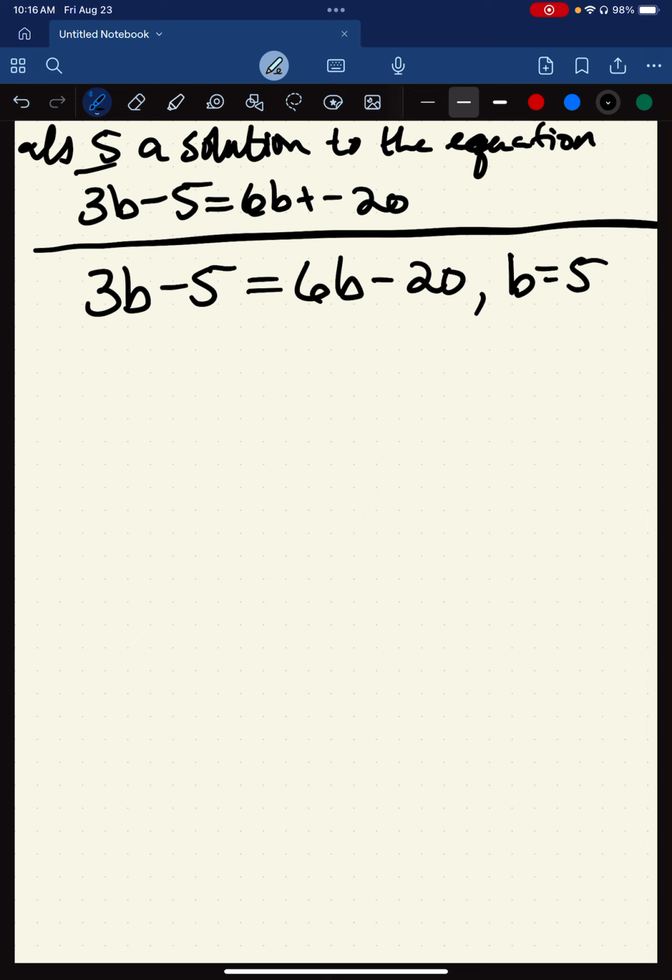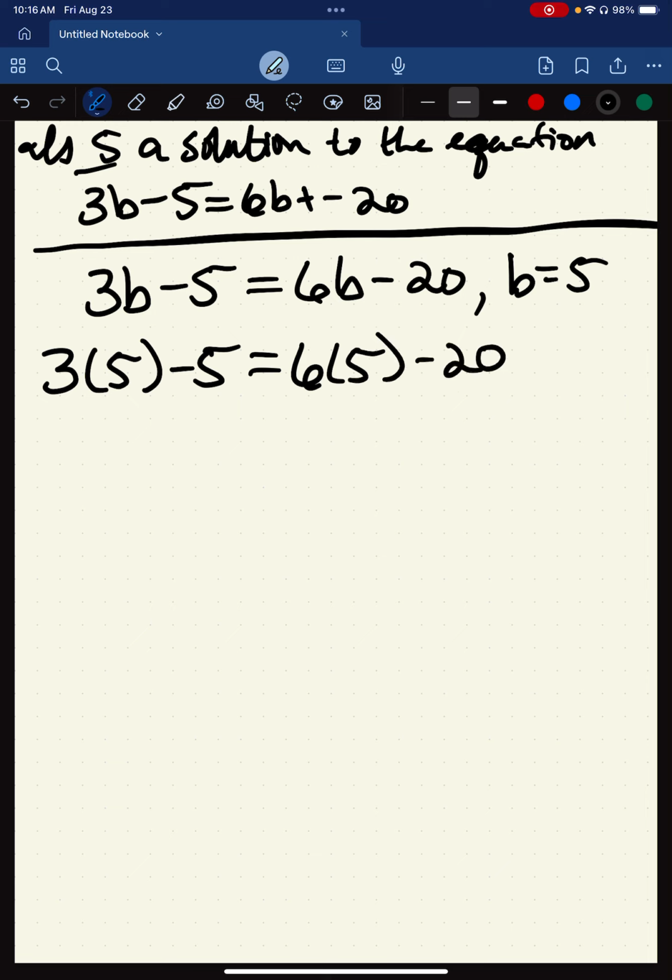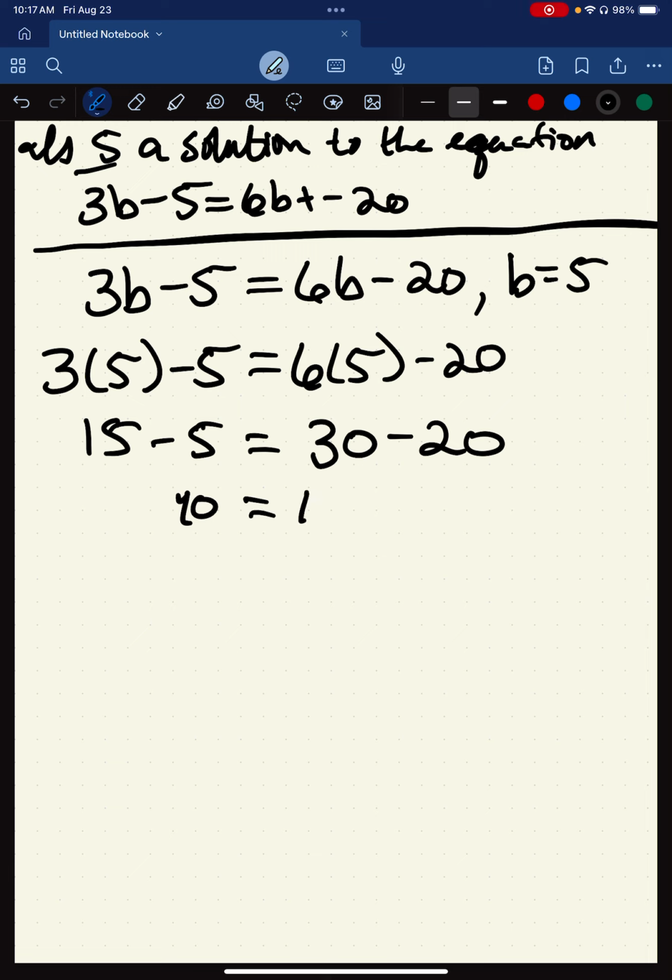There's nothing to simplify on either side, so we're just going to plug them in. We go 3 times 5 minus 5 is 6 times 5 minus 20. 3 times 5 is 15 minus 5. 6 times 5 is 30 minus 20. 15 minus 5 is 10. 30 minus 20 is 10. So we get down to something that makes sense. So yes.